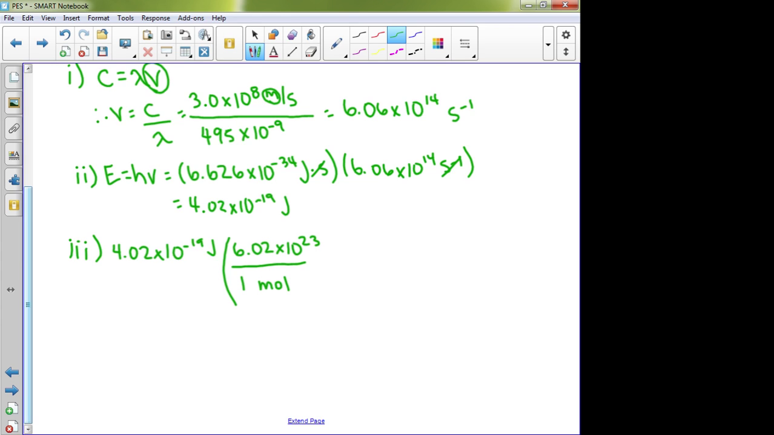Flashbacks. Okay. So now I've got joules per what? Mole, but they asked me to put it in what? Kilojoules per mole. So I would say in 1 joule, there's how many kilojoules?